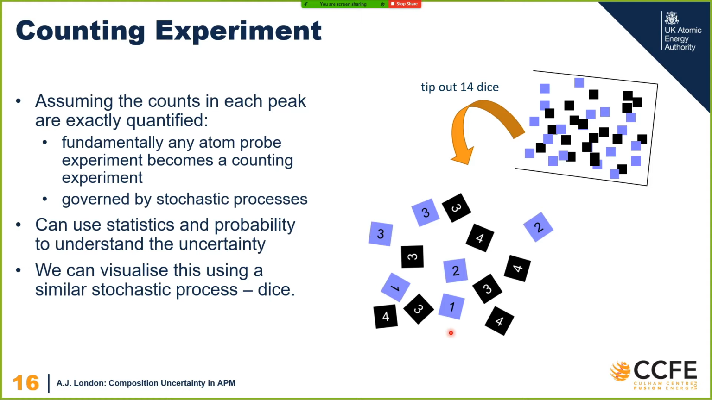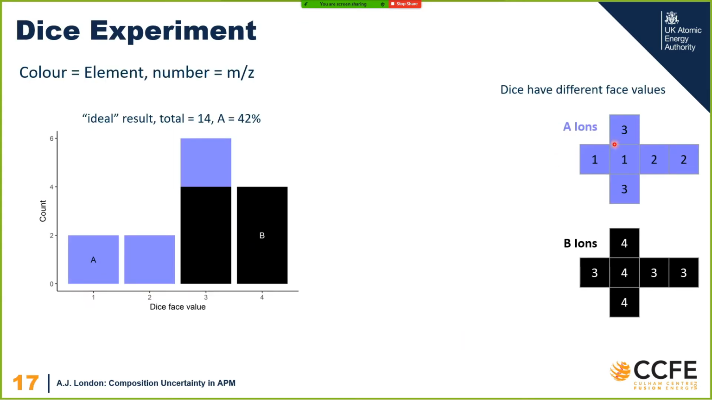So here we've got some dice, we've tipped them out, and here they've got different numbers on. The numbers here represent the mass peaks, and the colours represent the different species. If we've got two different dice, the distribution of the numbers on the faces represents their natural abundance into these different isotopes. So A, for example, has equal abundance in peaks 1, 2, and 3, and B has equal abundance in peaks 3 and 4. So it's quite simple. On average, you'd expect to get a 1 a third of the time with A, and with B, you'd get 3 half the time. So our ideal result, if we have roughly 42% A, would look maybe something like this.